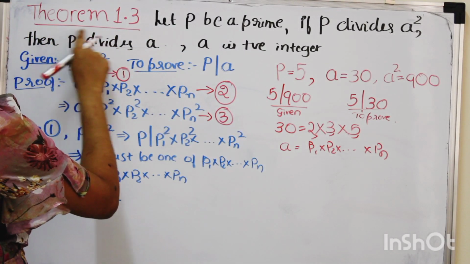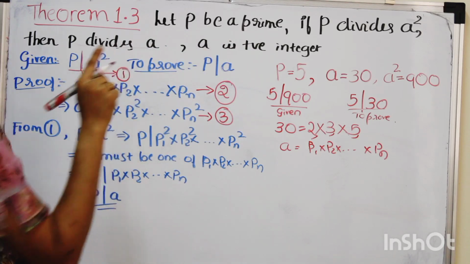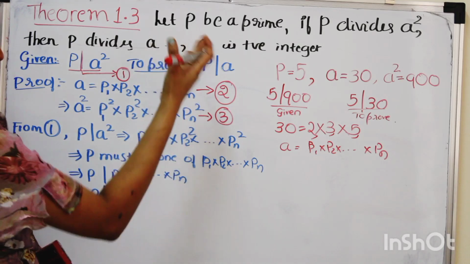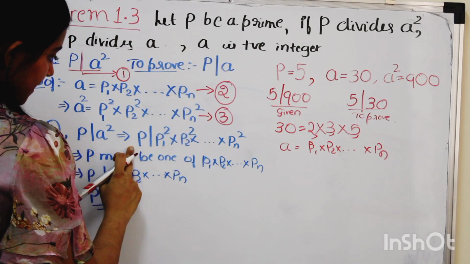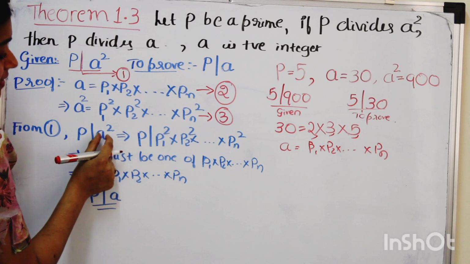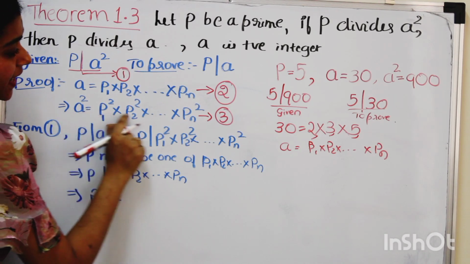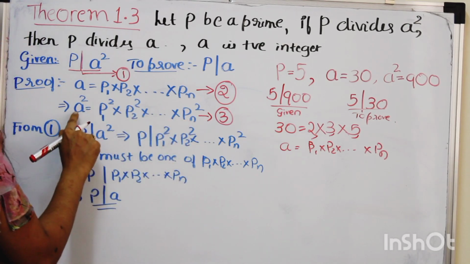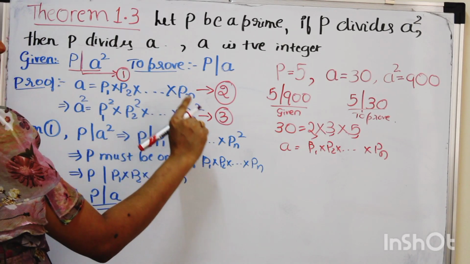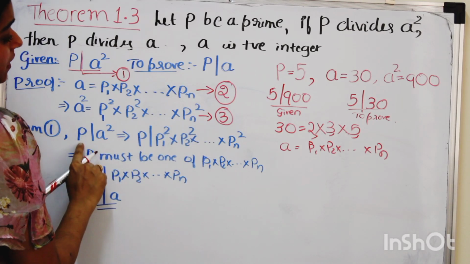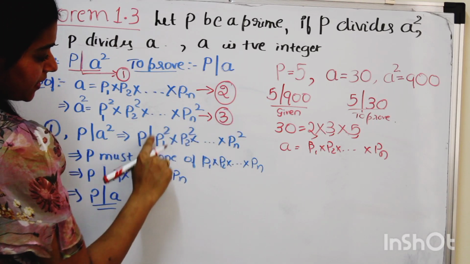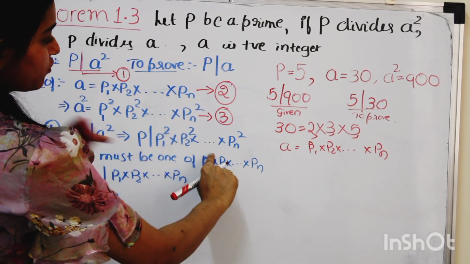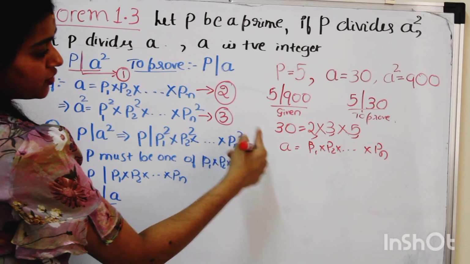Then see here, given that P divides A square. So from 1, we have P divides A square. This is given in your statement. This implies, instead of A square, you can write P1 square into P2 square into Pn square. Why? Because A square equals P1 square into P2 square into Pn square, right? So you can write P divides P1 square into P2 square into and so on Pn square.